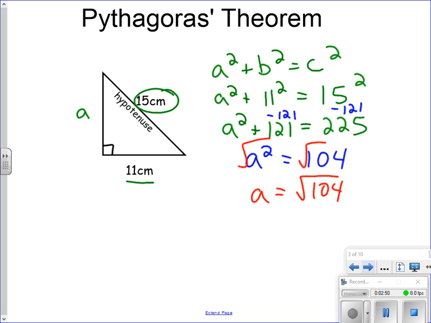And if you're not sure what that is, use your calculator. It's going to be really close to 10. But if you want the exact number, hit the square root of 104, and you get 10.19 or 10.2. So this side would be 10.2 centimeters. All right, that's Pythagoras' theory.